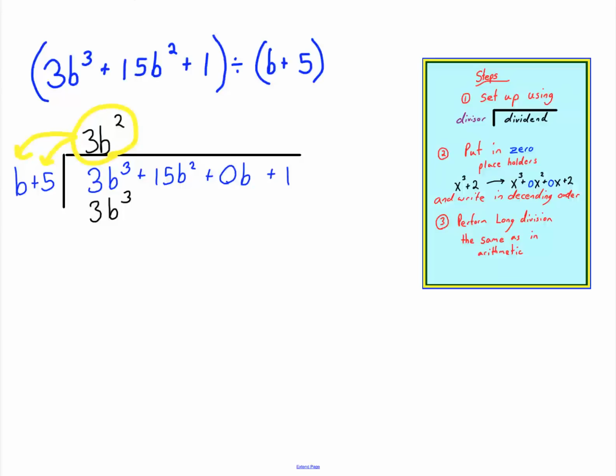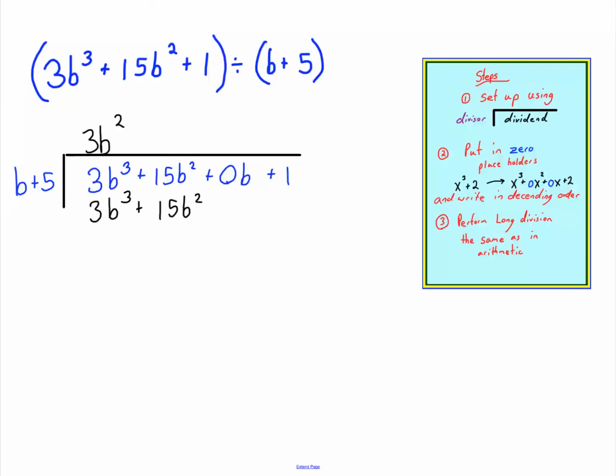So that becomes plus 15b squared. Now let me use red here. So what I did is I multiplied 3b squared times b, and that gave me this. And then I multiplied it by the 5, and that gave me this.